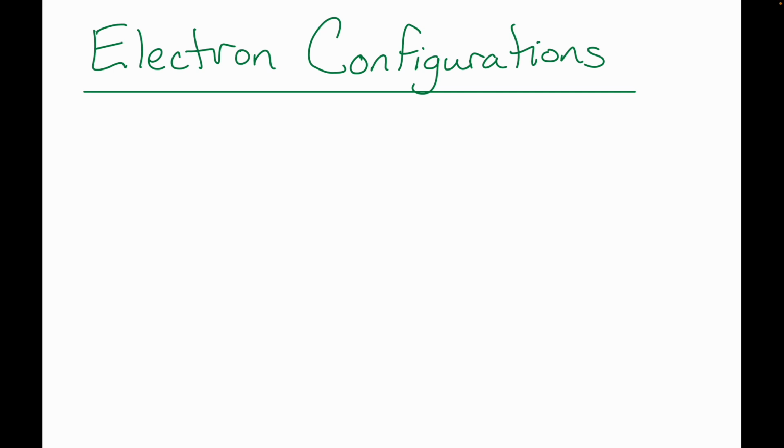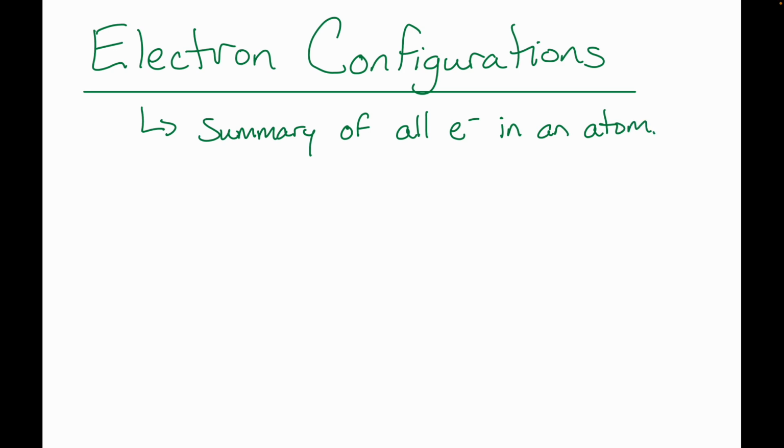What electron configurations are is a summary of all the electrons in an atom. We're going to make a list of all the different electrons that we have in a particular atom. I'm going to show you some of these electron configurations, we're going to pick them apart, make sure we understand what we're looking at, and then we'll learn how to build them ourselves. So you're not going to know how I got these at first, or maybe you remember. You're just going to trust me at first, and then we'll learn how to build them.